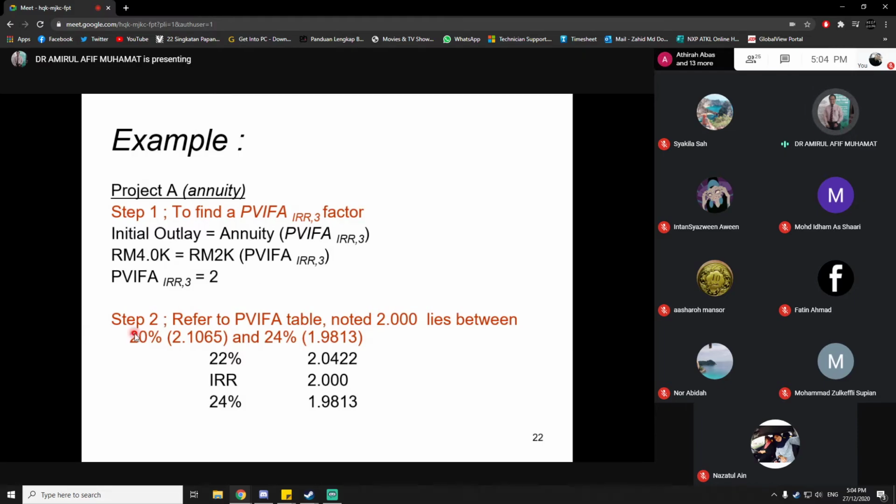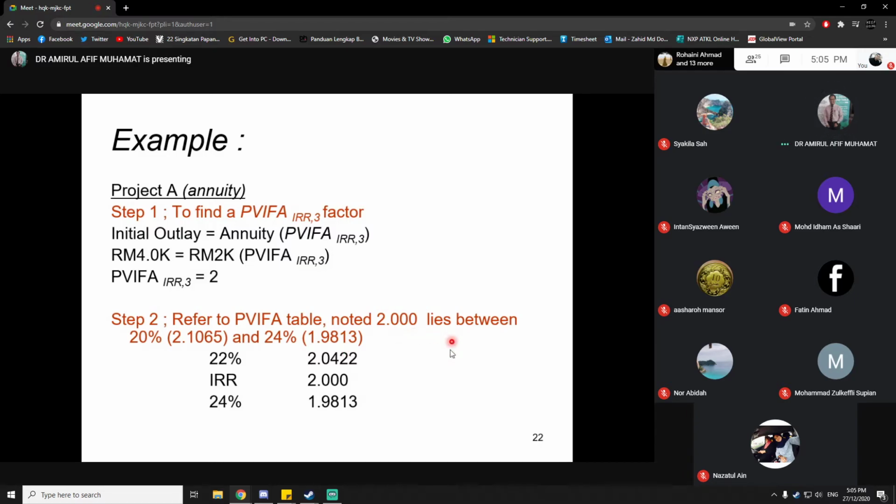So the second step, you need to arrange. The 2 here means 2.000. That's the factor, as I mentioned just now. So you need to arrange. You need to find the factor that is before 2.00 and the factor that is after 2.00.